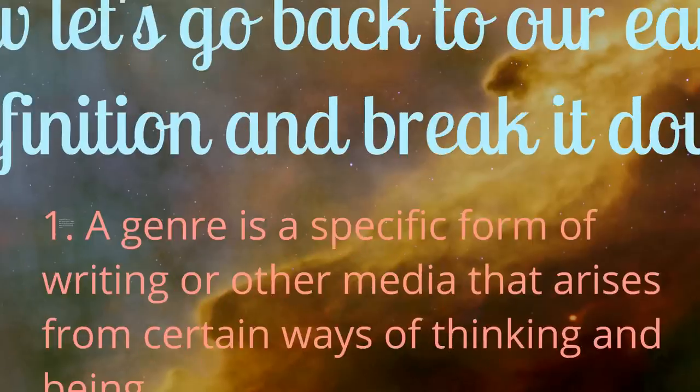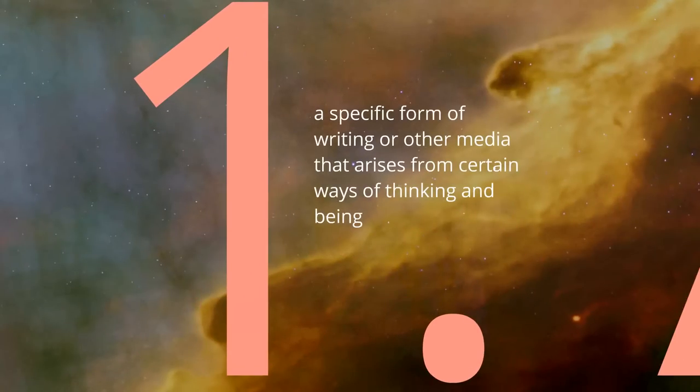So let's look back at those definitions here. Number 1, a specific form of writing or other media that arises from certain ways of thinking and being. Okay, so with the memo example, the thinking and being, it's coming from a manager, so thinking like a manager. That is the environment in which it's being created. So it's created in an environment that thinks in a business sense, with people that work at this company.